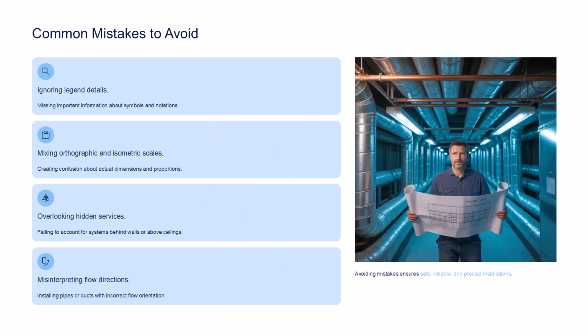Common mistakes to avoid. There are some common mistakes to watch out for. Ignoring legends often leads to misinterpretation. Mixing scales between orthographic and isometric drawings creates errors. Overlooking hidden services can cause clashes during construction.